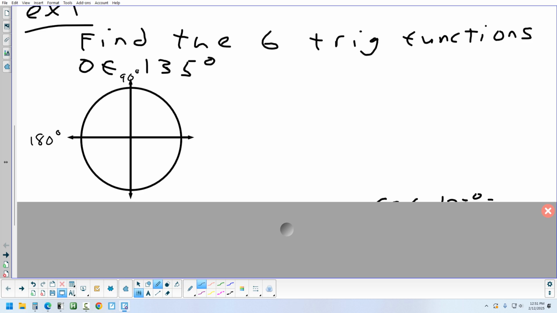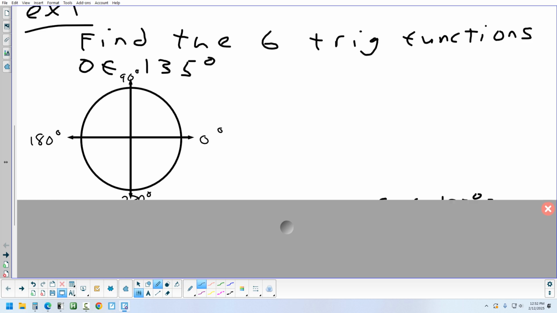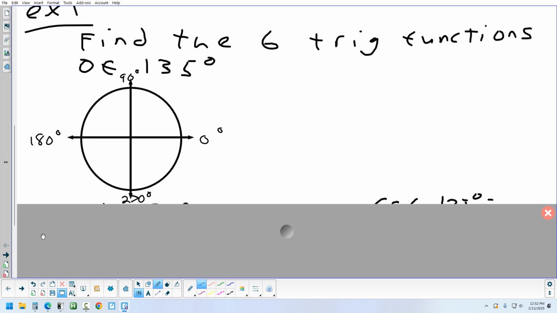180, 90, 0, 270. It's in between 90 and 180. Is it right in the middle, closer to 90, or closer to 180? Can you be more specific? It's right in the middle. 90 is 45 degrees away from 135, and 180 is also 45 degrees away. So it's exactly in the middle.